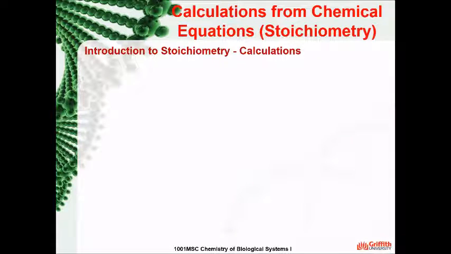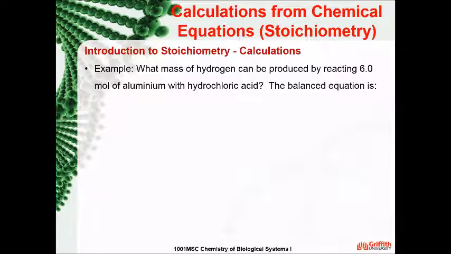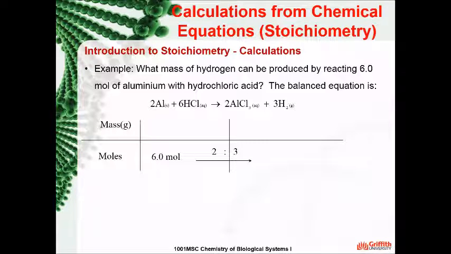Now, what if the question is asking to determine the mass of the element? We use a similar table, but we add another row to it. Example: what mass of hydrogen can be produced by reacting 6 moles of aluminium with hydrochloric acid? The balanced equation is 2Al plus 6HCl gives 2AlCl3 plus 3H2. The first row of the table represents the mass.